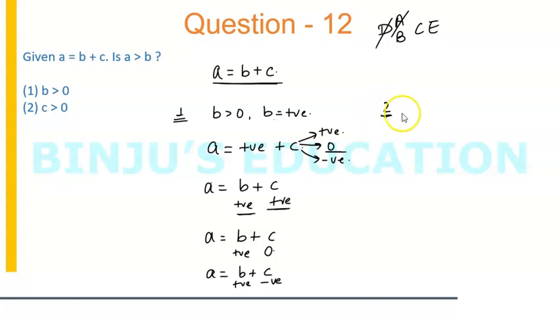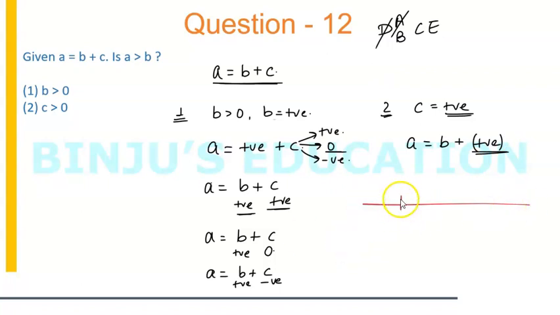Second case is when C is positive, which means A is B plus a positive number. A is B plus a positive number. Now, if A is B plus a positive number, and if I were to represent this situation on a number line, can I say that if B lies somewhere here, then B plus positive has to be always on the right of B? B plus positive will always be on the right of B. Can I say that for sure?